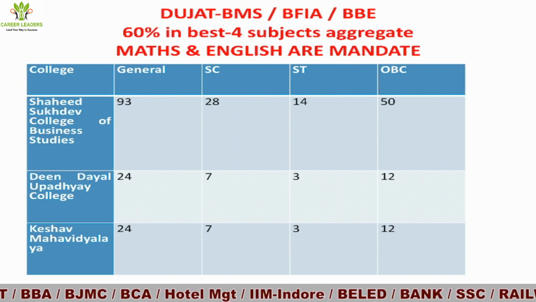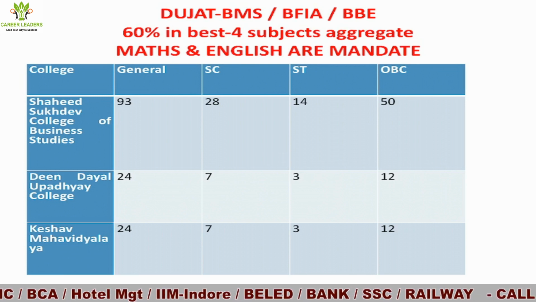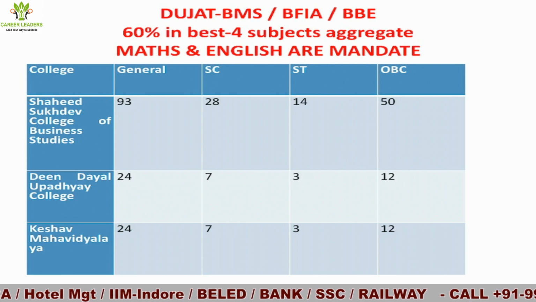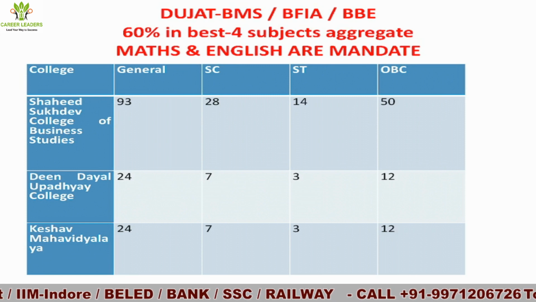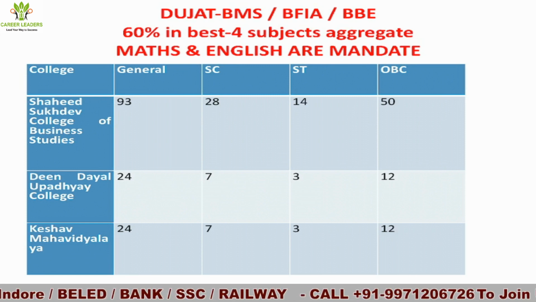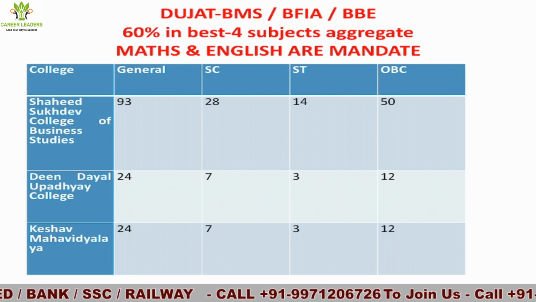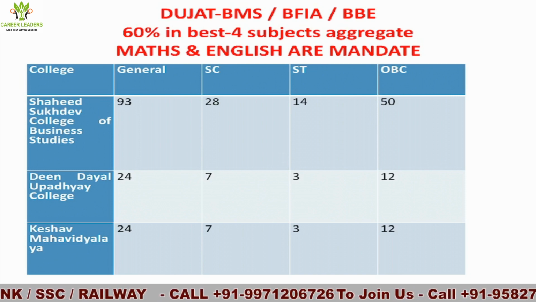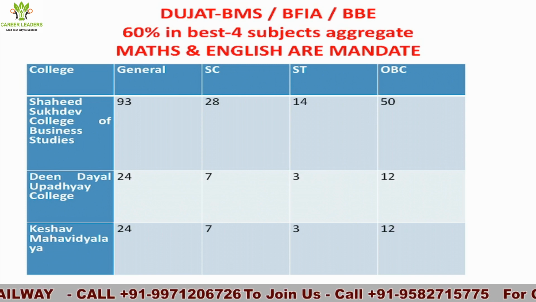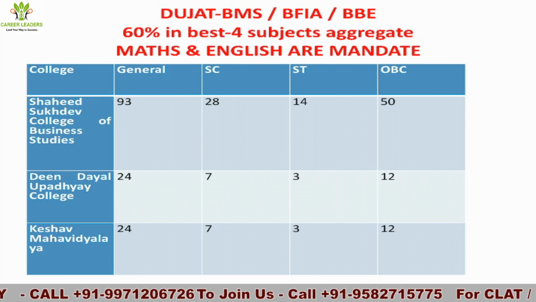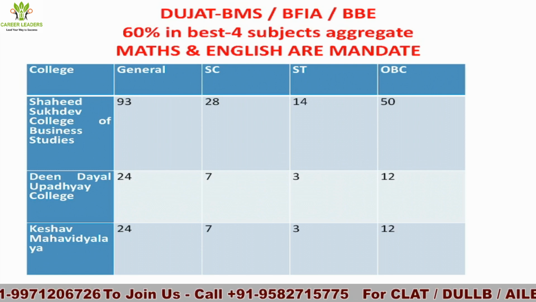So if you have just 60% marks in your best 4 subjects, you may apply for Delhi University's topmost degrees in Asia, namely BMS, BFIA and BBE. Last year under BMS there were 9 colleges, out of which the topmost college remains Shahid Sukhdev College of Business Studies, located in Rohini, Delhi. The second is Deen Dayal Upadhyay and the third is Keshav Mahavidyalaya. Apart from these 3 topmost colleges, certain other colleges also participated. Altogether for BMS there were 9 colleges.